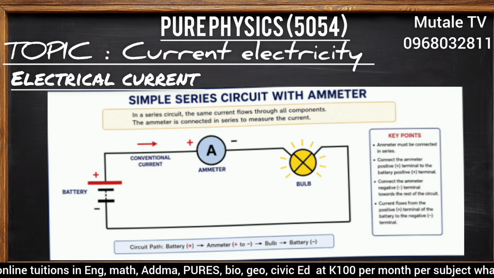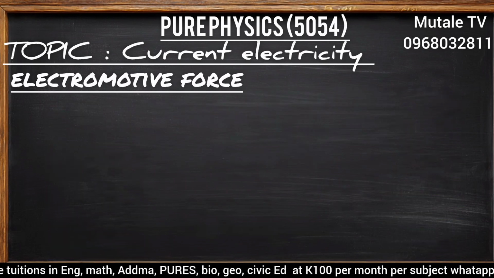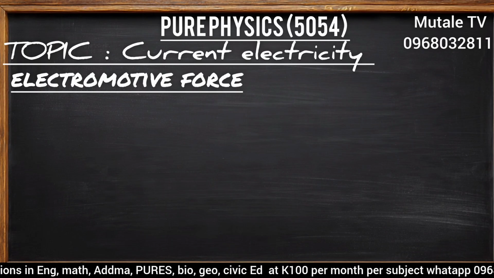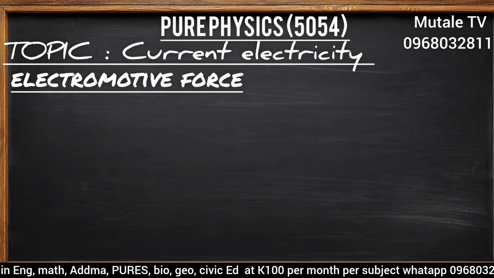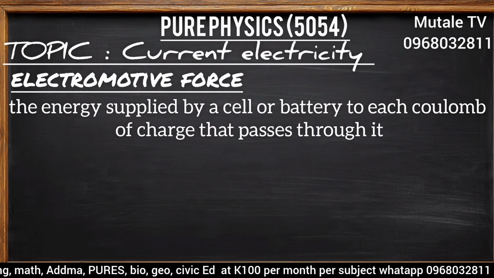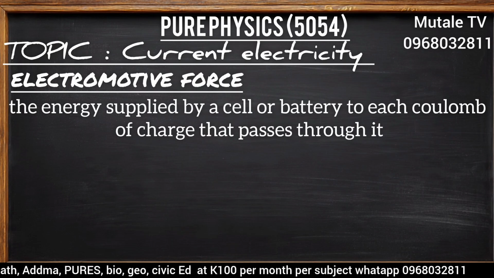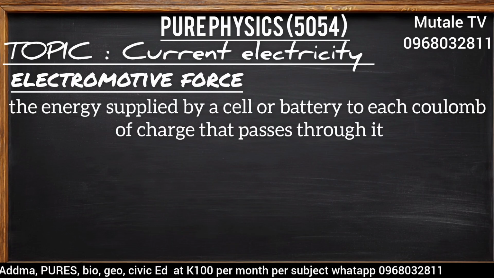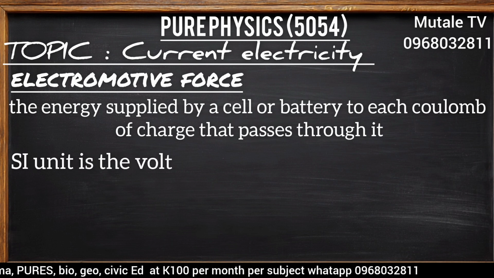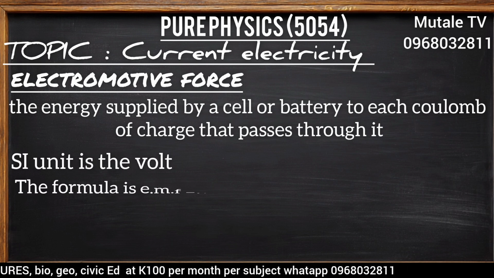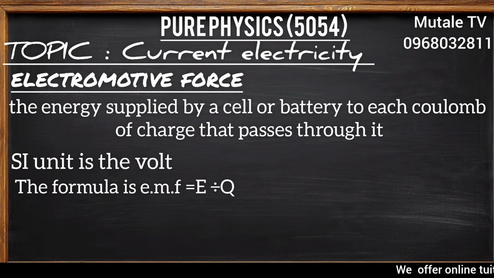Alright, so now let's focus on what we call the electromotive force, usually written as EMF. So by definition, this is simply the energy supplied by a cell or a battery to each coulomb of charge that passes through it. And its SI unit is the volt. So the formula is EMF equals E divided by Q, where E is the energy supplied by the cell in joules and Q is the charge in coulombs. It's worth remembering that 1 volt is equal to 1 joule per coulomb.